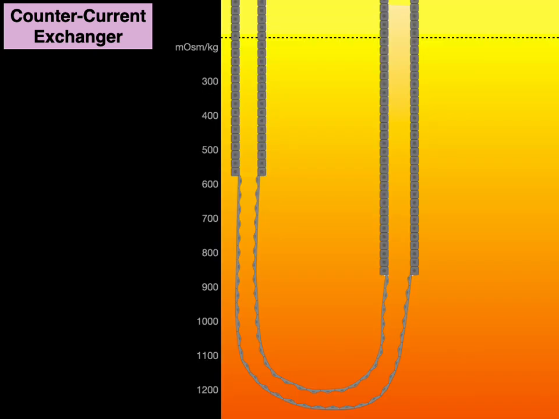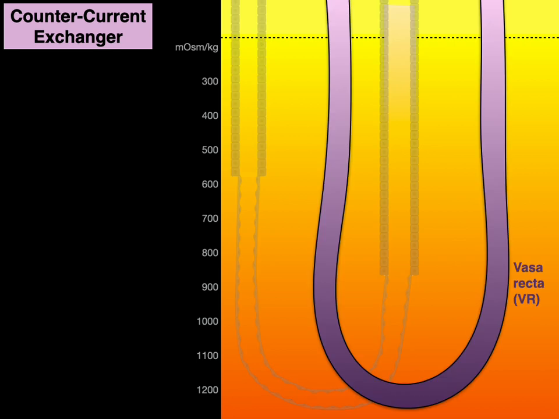Now let's talk about the countercurrent exchanger. This is the process used by the vasa recta to maintain the cortical medullary gradient that was created by the loop of Henle. So here we have the loop of Henle, and there's the vasa recta. This is a capillary.